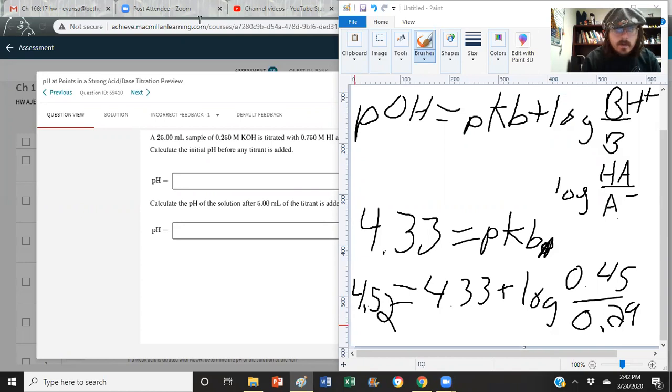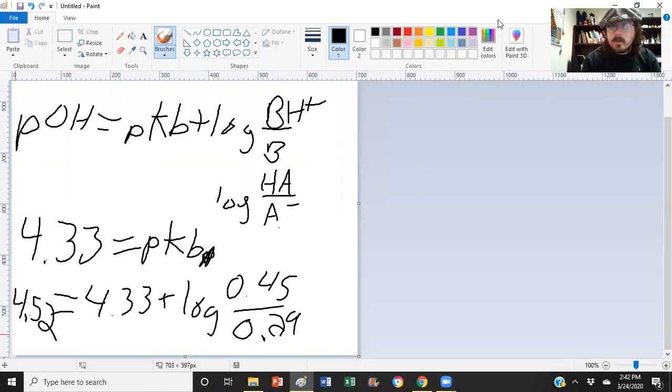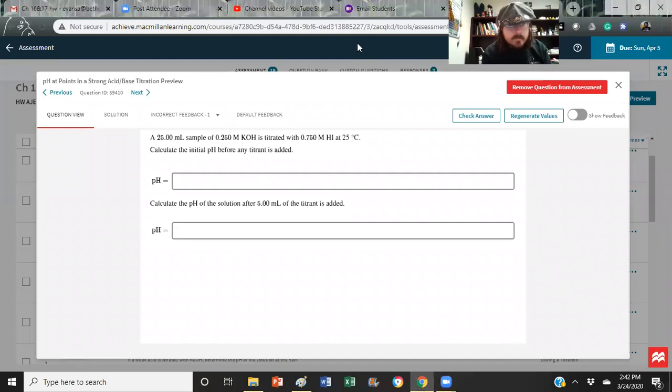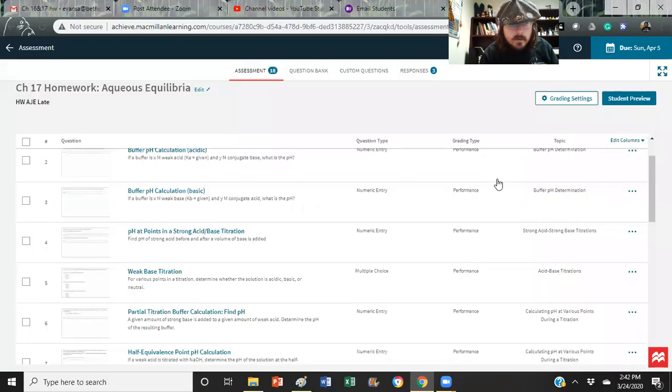So they ask you, calculate the initial pH before any titrant is added. So how do you do this? This is literally number 4. Good Lord. Okay.